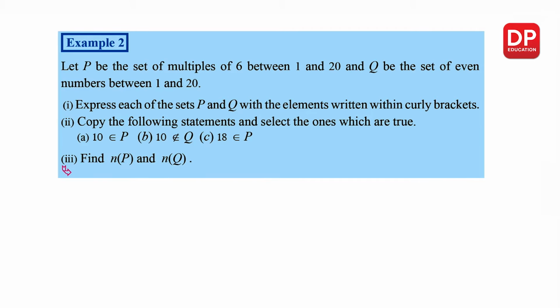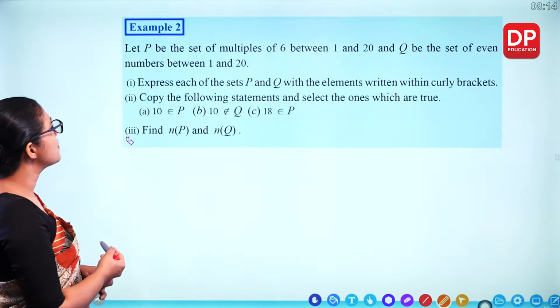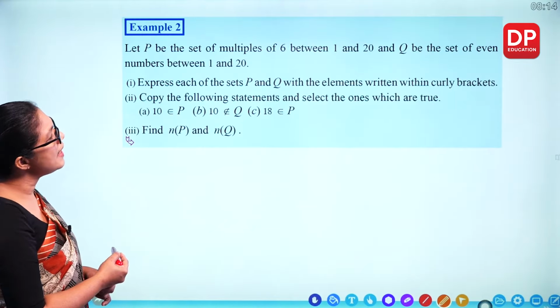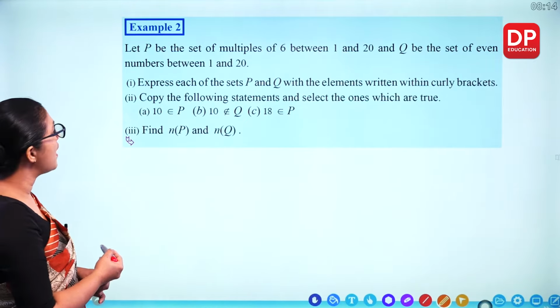Example number 2. Let P be the set of multiples of 6 between 1 and 20 and Q be the set of even numbers between 1 and 20. Express each of the sets P and Q with the elements written within curly brackets.